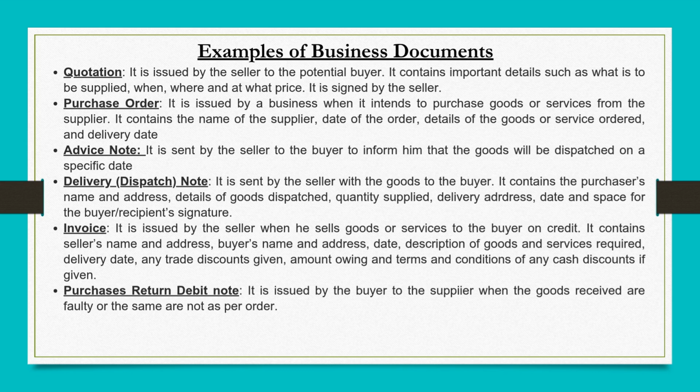It contains seller's name and address, buyer's name and address, date, description of goods and services required, delivery date, any trade discounts given, amount owing, and terms and conditions of any cash discounts if given. Purchases return debit note. It is issued by the buyer to the supplier when the goods received are faulty or the same are not as per order.